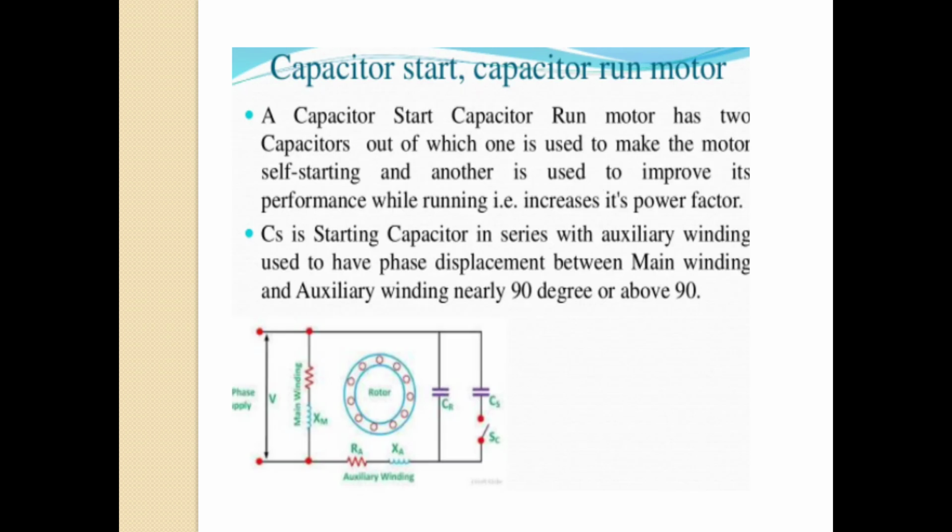Capacitor start, capacitor run motor. Here two capacitors are used. One capacitor CS is used for starting purpose, and another capacitor CR is used for running purpose. In this motor we get high starting torque. The value of the starting capacitor CS is large and the value of the running capacitor CR is small, and CR is permanently connected in series with the auxiliary winding. This is the circuit diagram of the capacitor start and capacitor run motor. The capacitor CS is used for developing high starting torque and CR is used to improve the power factor.